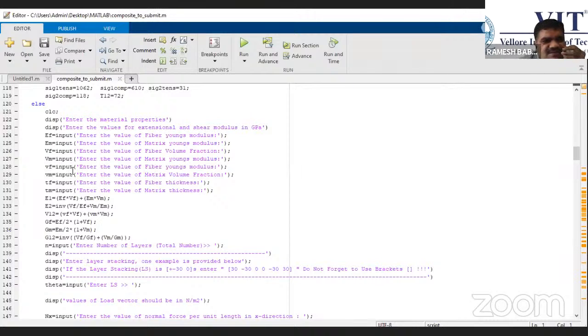And this is the Poisson's ratio, nu f and nu m, and t is the thickness of the fiber and the thickness of the matrix. So then E_f V_f plus E_m V_m. By this we can find the final composite's Young's modulus in the first direction, the x direction, and the composite's Young's modulus in the y direction, E2.